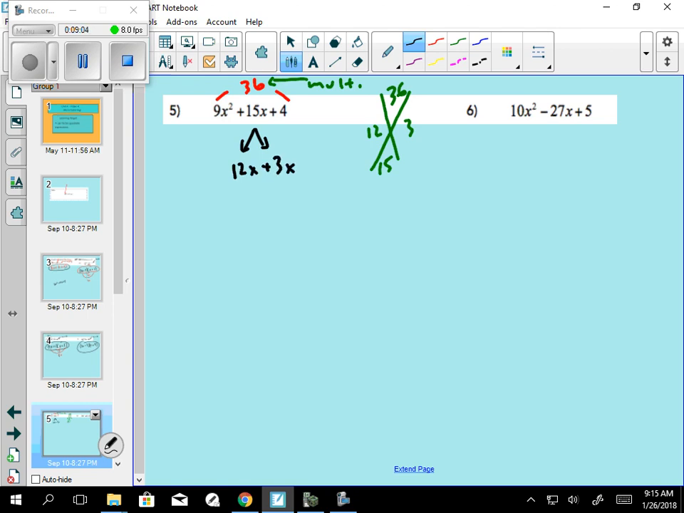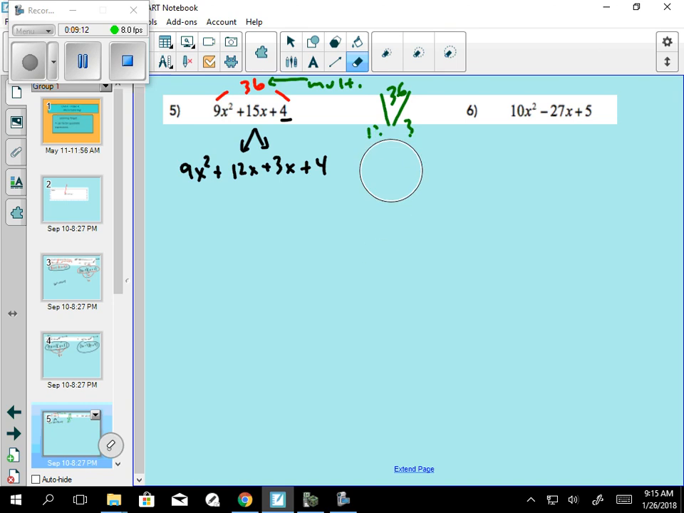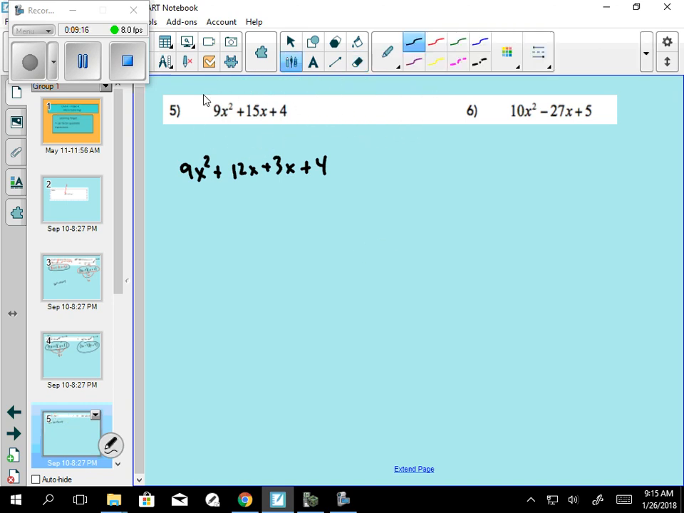12 and 3 still add up to 15. And then we're still going to put our 4 here and our 9x squared. So this statement now that we have in this problem is equivalent to what we have here. It just looks different. We just changed that 15 into a 12 and 3. Now we're going to group together these terms and these terms and figure out what's the greatest common factor.